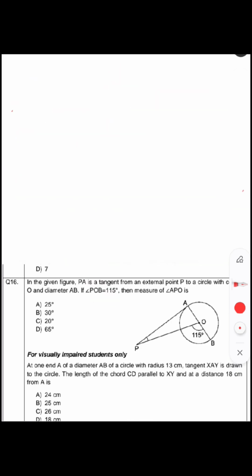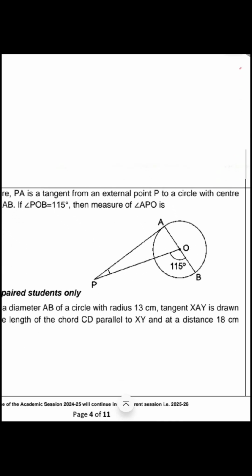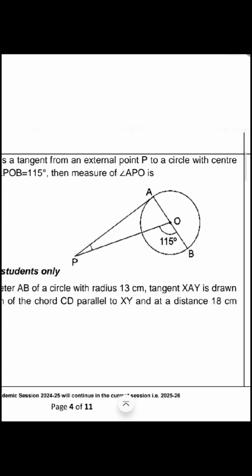I hope you understand. In question number 16, in the given figure, PA is a tangent from an external point P to a circle with center O and diameter AB. If angle POB is 115 degree, then the measure of angle APO. Okay, see how we can find this. First we join this diagram.